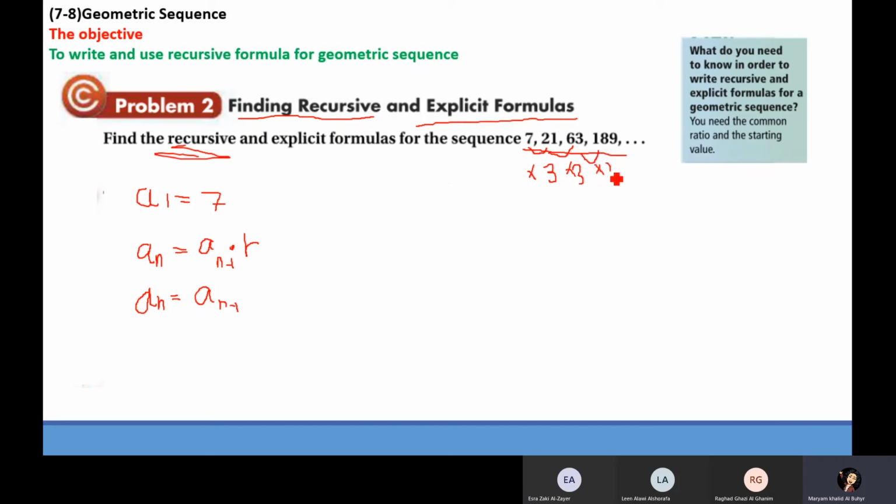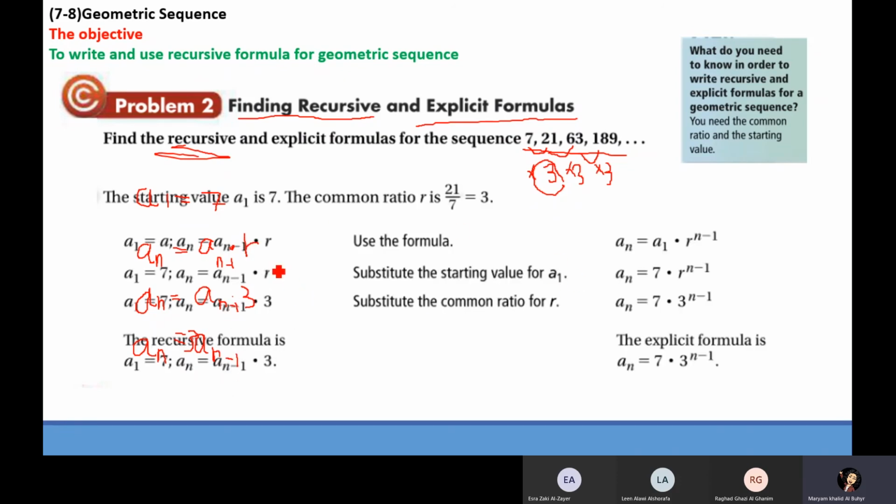You can check later. So this 3, I will take it here. I will substitute it instead of the other r. We just need to rewrite this one and organize it. So you can just say an equals to an minus 1 times 3. I just changed the order. You can see in your book, I'll show you what they wrote.